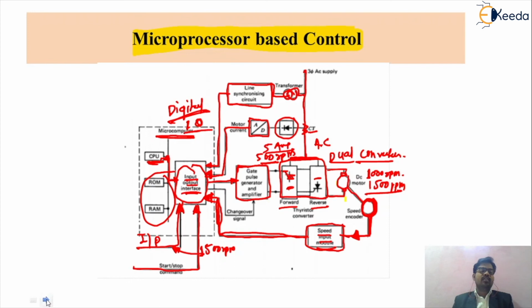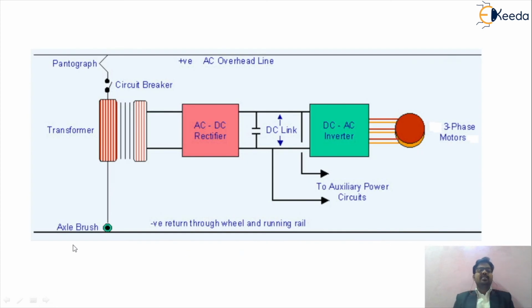Now friends, we have to understand the next system of controlling, that is the control of the AC motor, which we call a three-phase induction motor. So these are the three-phase induction motor, as we have seen, these are the connections of the three-phase motor.